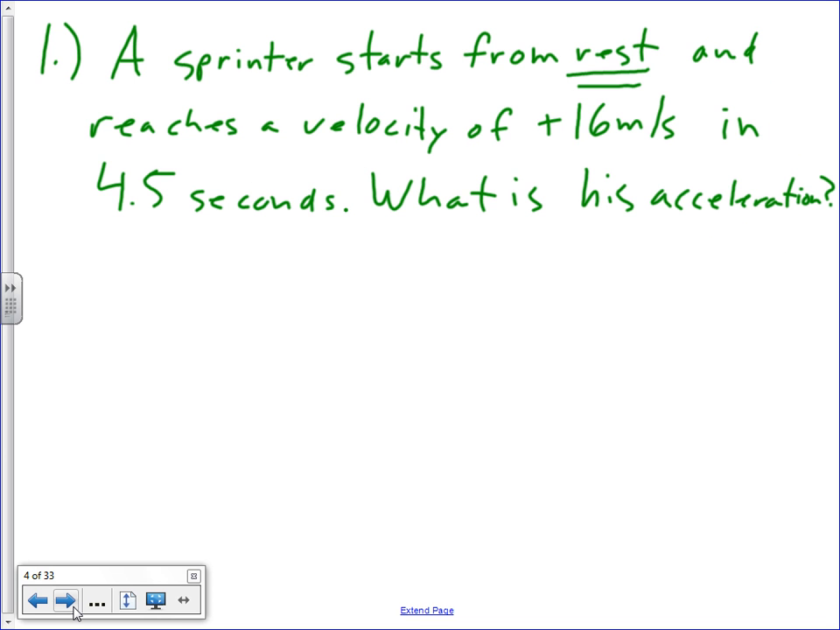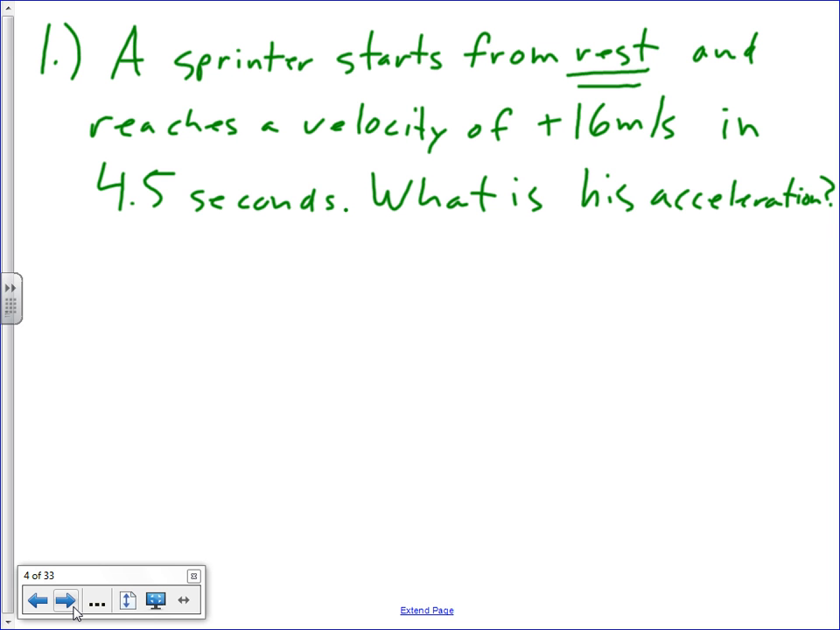Now, let's try a few examples. Write this one down in your notes. You don't have this one in there, so write this one down. Sprinter starts from rest. How fast are you going if you're resting? 0. Anytime you see the words from rest or comes to rest, either VI or VF is 0. If it starts from rest, VI is 0. If it comes to rest, VF is 0. So in this case, it starts from rest. Reaches a velocity of plus 16 meters per second in 4.5 seconds.